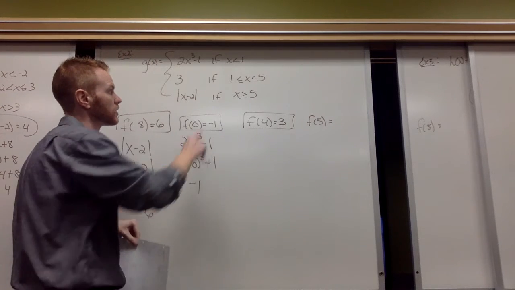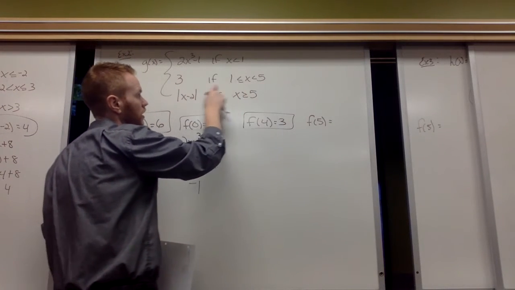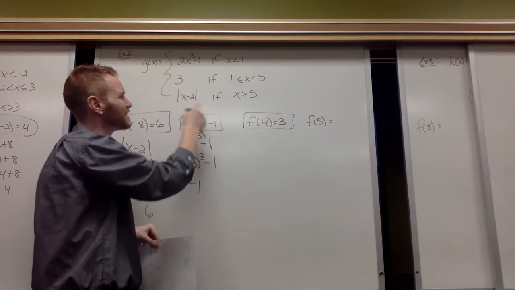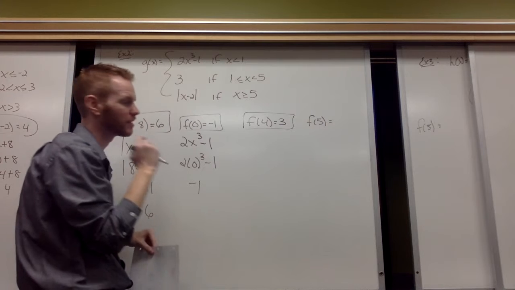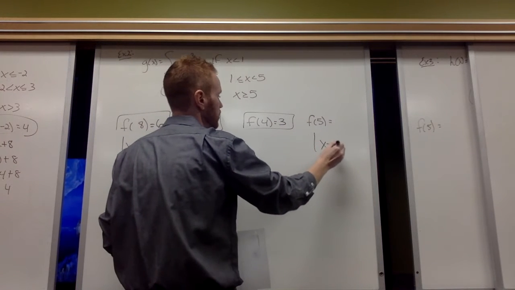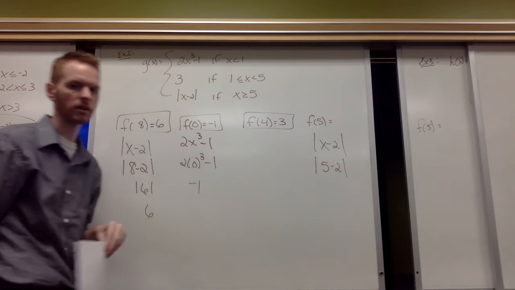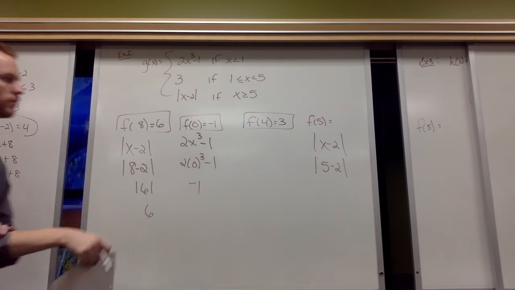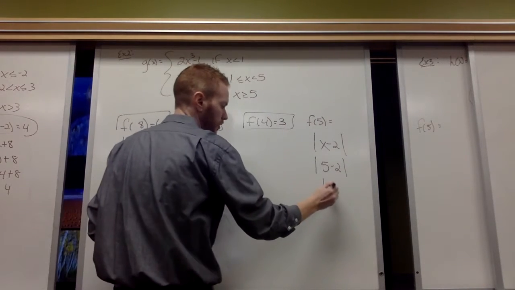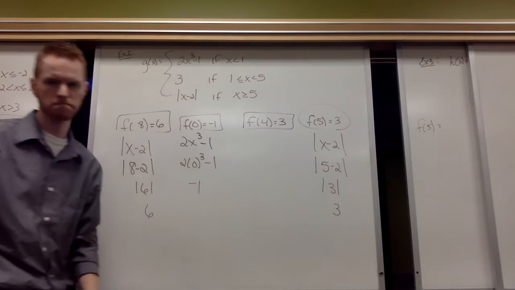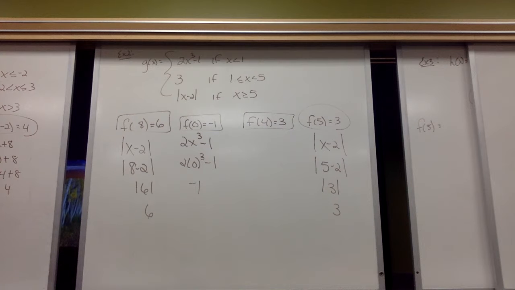So 5 is not allowed in this guy because it doesn't include 5, right? Now since I erased the line. But 5 is allowed to be in this guy. So I'm going to use the absolute value of x minus 2. Okay, so I'm going to go ahead and substitute 5 for that one. And I get 3. And if you take the absolute value of 3, you still get 3.